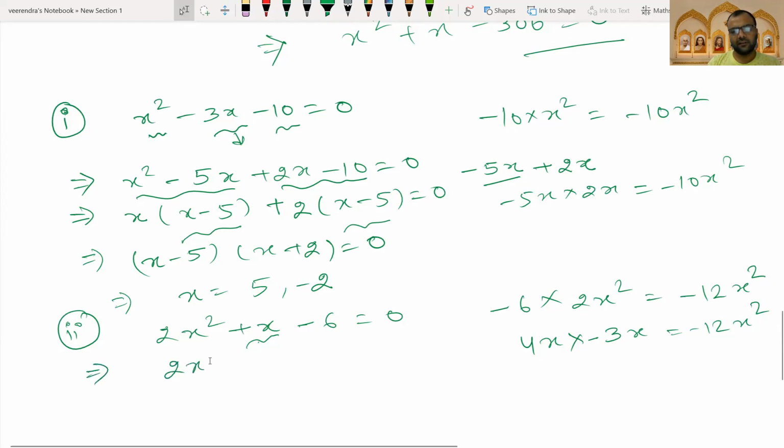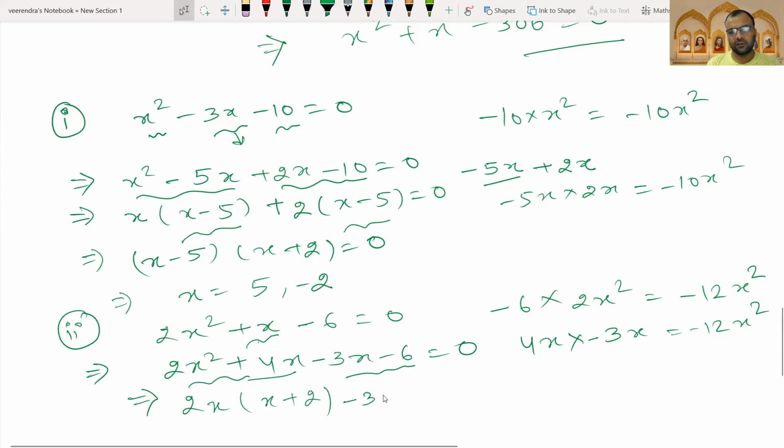So if I write it as 2x square plus 4x minus 3x minus 6 is equal to 0, now we will do pairing: the first two terms and the last two terms. In the first two terms, we can see 2x is common. After taking 2x common, it is x plus 2. And here minus 3 is common. So it will become x plus 2 is equal to 0.